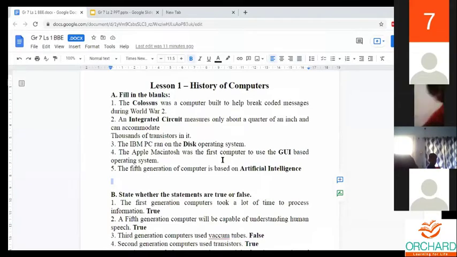Exercises of our first lesson, History of Computers. So without unmuting your audios, just repeat after me, children. First one, the Colossus was a computer built to help break coded messages during World War II. Colossus was a computer built to help break coded messages during World War II.